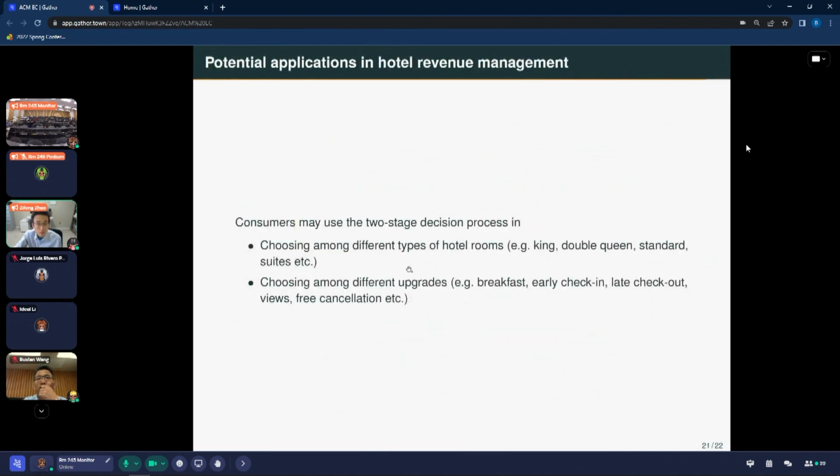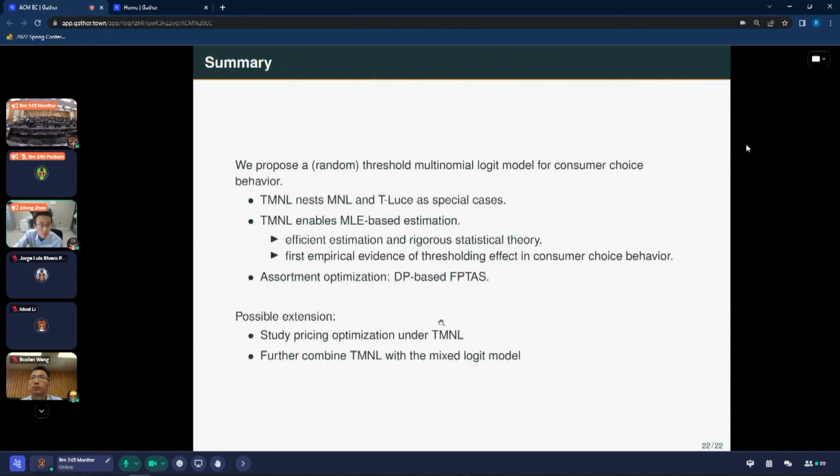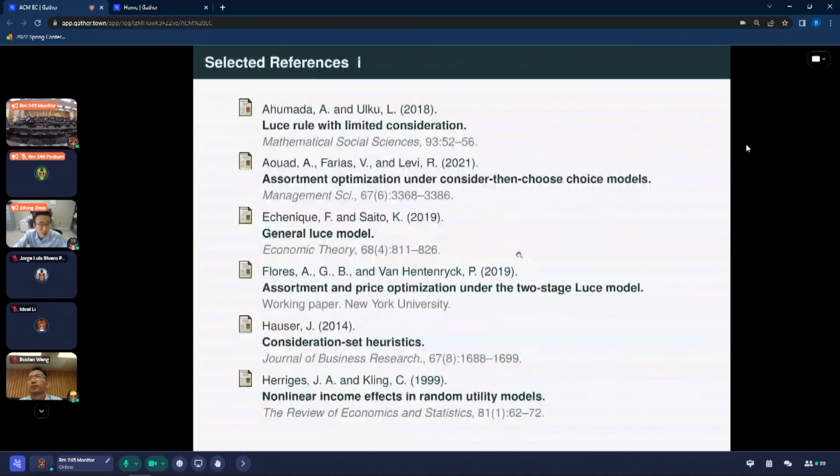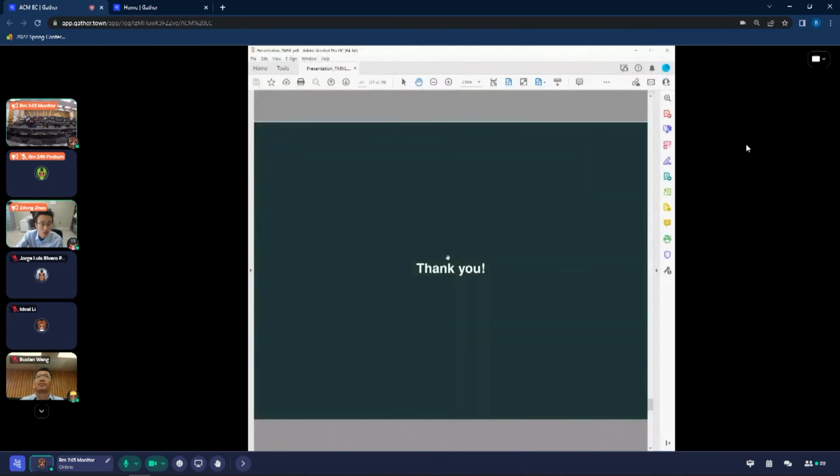Obviously, this TML model can find potential applications in hotel revenue management, because consumers may use this two-stage decision process in choosing a hotel room or choosing what type of upgrade they want. This is just a brief summary, and for future extensions, we can further study pricing optimization, or we can combine the TML model with the mixed logit model. Thank you, and this is my presentation. If you have any questions, I'm happy to answer any.